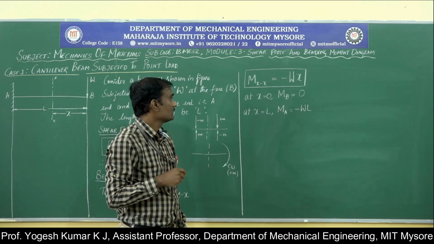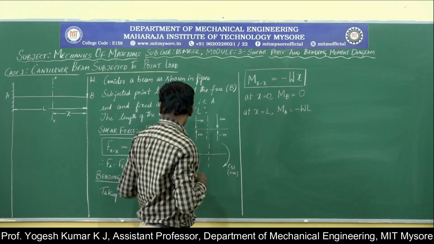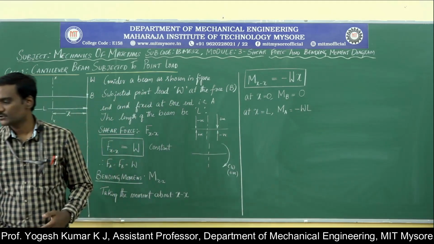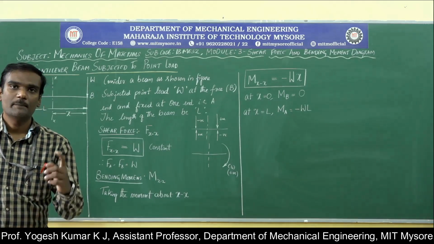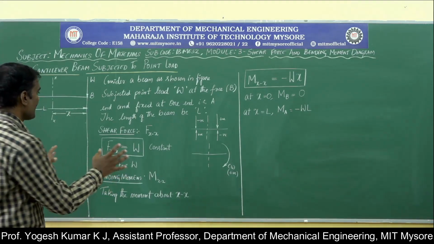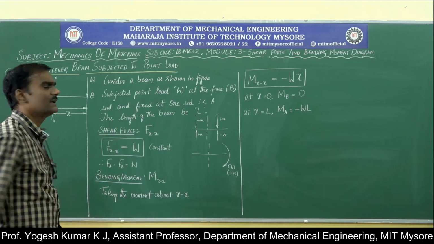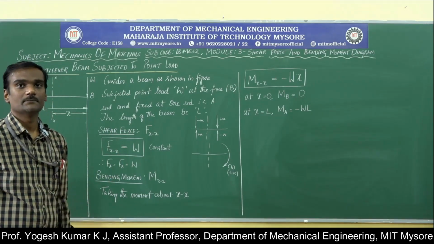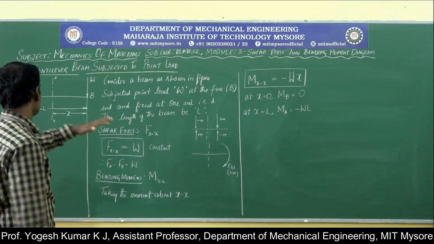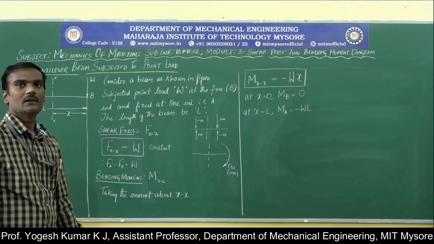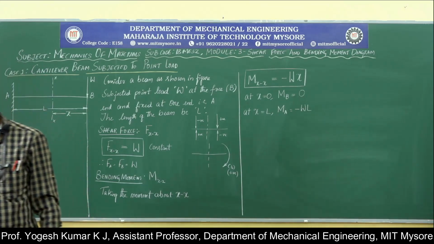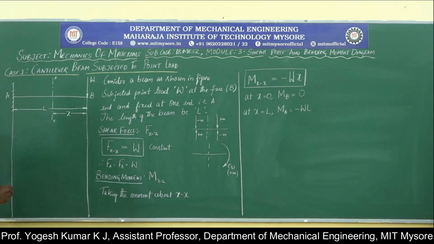So this is the determination of shear force and bending moment for a cantilevered beam when it is subjected to what type of load? A point load. We have calculated the shear force and the bending moment. So one part of the problem is done. Now we need to plot those values in the diagram. How to draw? First I will start with the shear force.